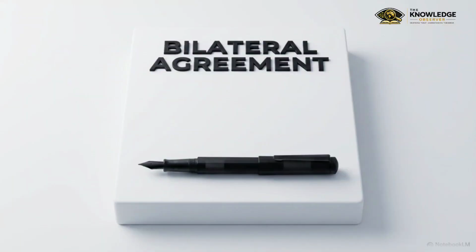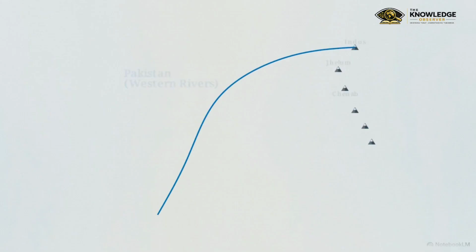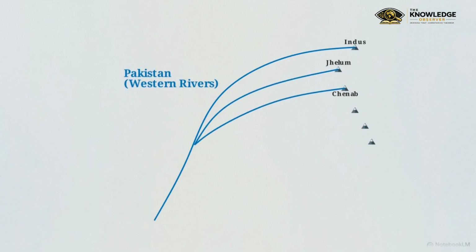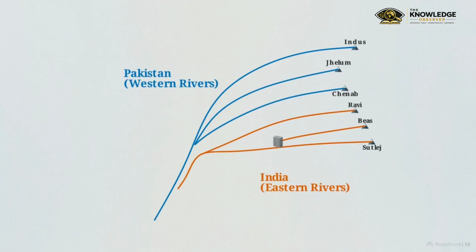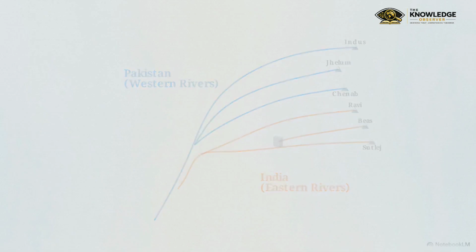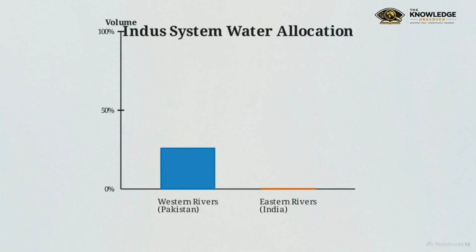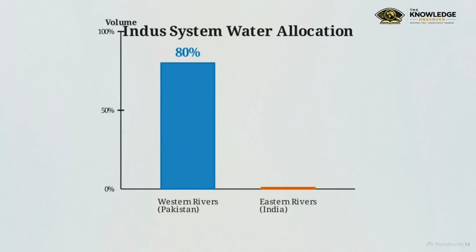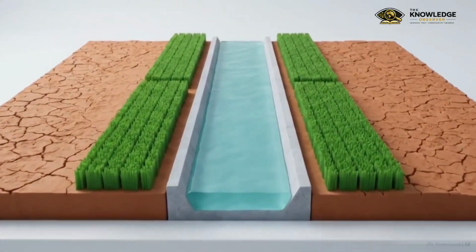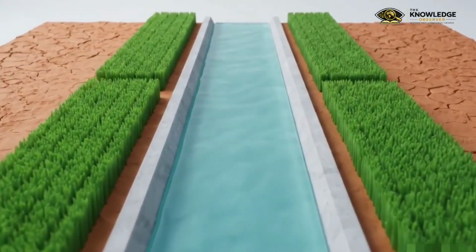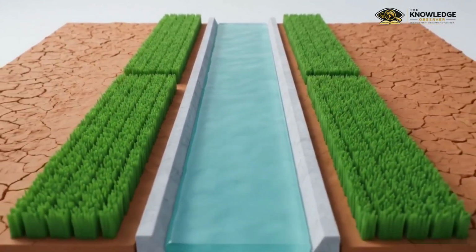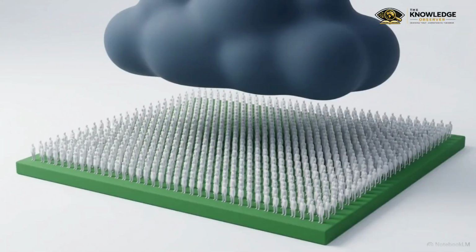This shared geography necessitated the 1960 Indus Waters Treaty. This map shows the formal split. The 3 western rivers were assigned to Pakistan, while the 3 eastern rivers were assigned to India. However, the volume is not distributed equally. The 3 western rivers carry 80% of the total water in the system, leaving the eastern rivers with only 20% of the flow. Because these rivers provide the primary irrigation for some of the world's most arid agricultural zones, control over this flow is directly tied to the survival of the hundreds of millions living in the basin.